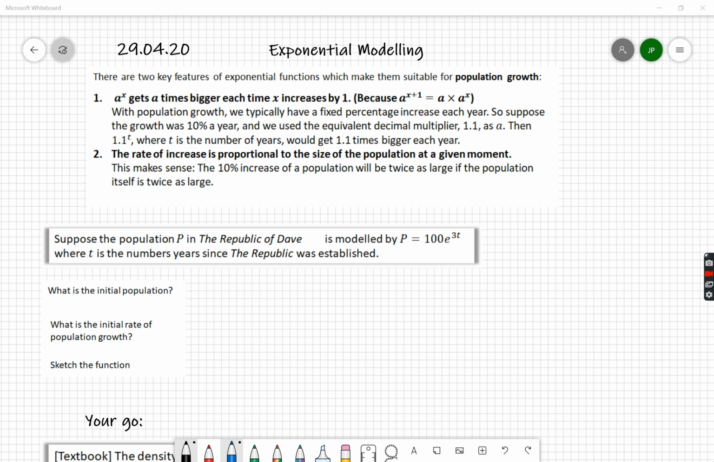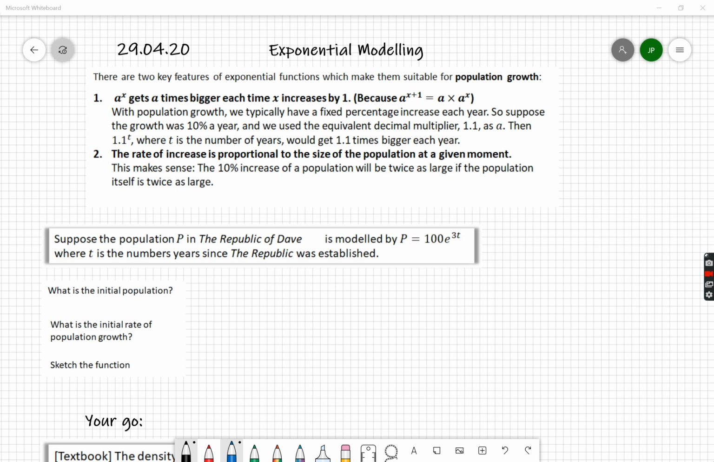First of all, it increases by 1x, increases by 1x each time. So what we're saying is it gets bigger and bigger and bigger depending on how big your power is. With population growth, we typically have a fixed percentage increase each year. If we think of compound interest, so for banks and things like that, the growth is 10%. So we would use 1.1, and then we will raise it to the power of how many years, and that will show that 10% increase each time.